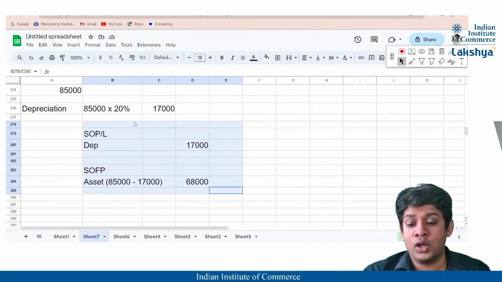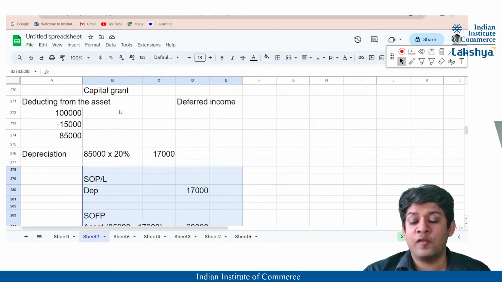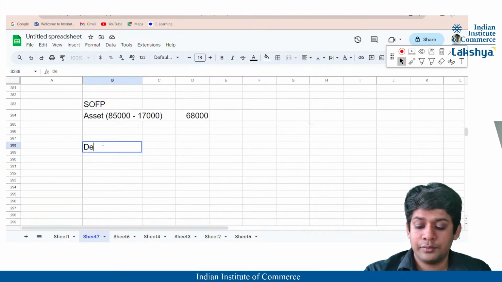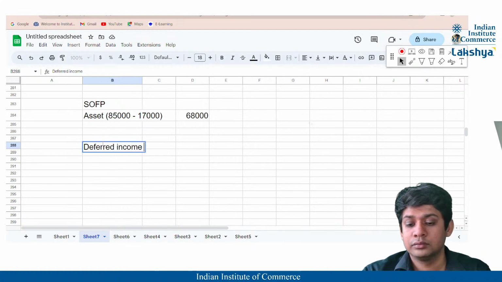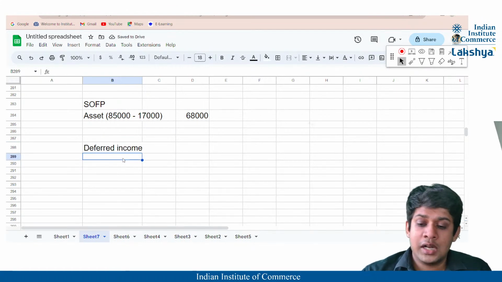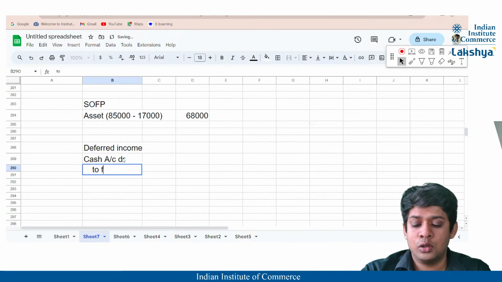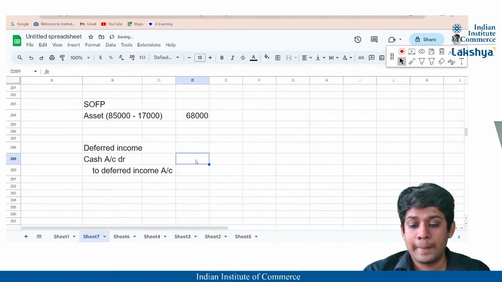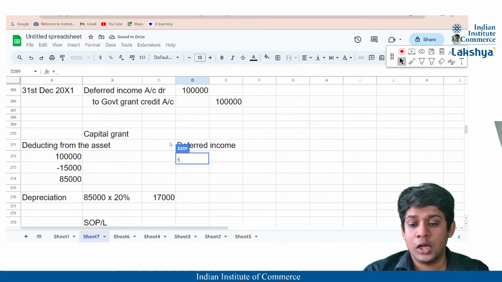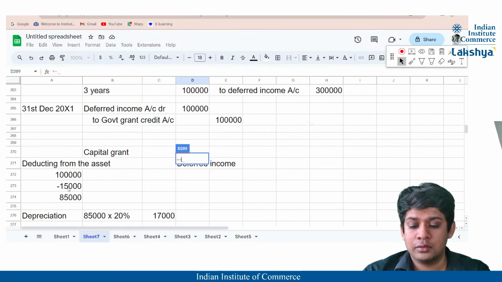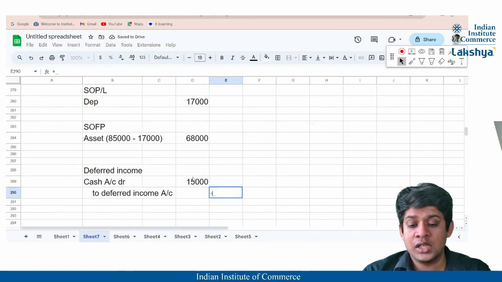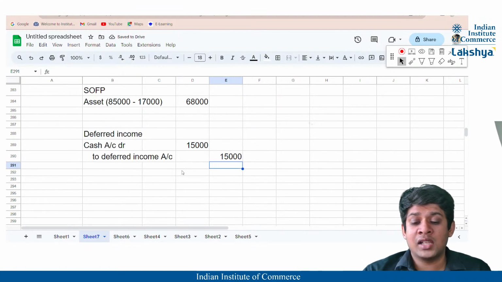So I prepared the statement of profit or loss and the statement of financial position for the first year end under the method deducting from the asset. Right? Now we'll understand the second method, that is deferred income. Technically, deferred income, whatever cash I've received from the government right now, will be cash account debit to liability just like we did it earlier. That is deferred income account, which is nothing but how much have I received? 15,000, correct?